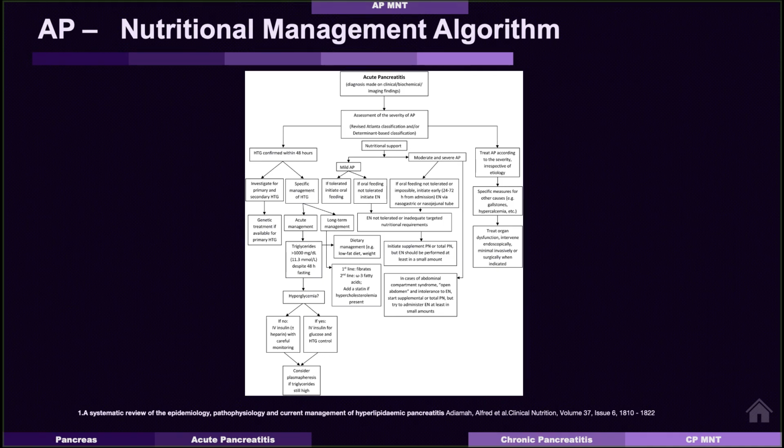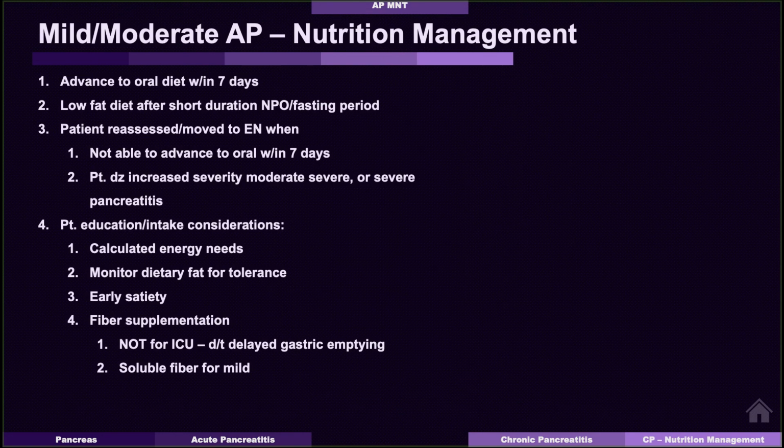Okay, these next two slides are going to describe the nutritional management for mild and moderate acute pancreatitis, followed by severe. And this is all what is indicated in the literature. And I've also included beyond these actually, well, let me go through these first. Okay, so for mild to moderate acute pancreatitis, advance to oral diet within 7 days, low fat diet after short duration.